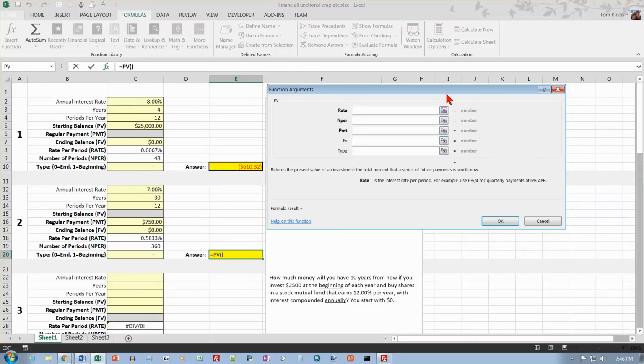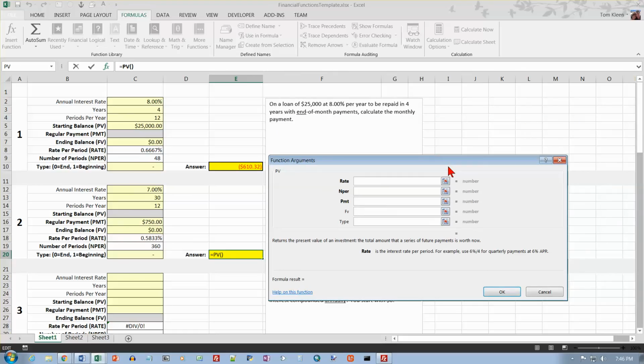Okay, that was kind of odd. I lost part of my function arguments box here for some reason. So the rate is always the rate per period. The number of periods is always this number here, years times periods per year. The payment is always negative. We've got to put a minus sign in front of this, and then the 750. And the future value on a loan is almost always 0. And the type is the 0 or 1 down here.